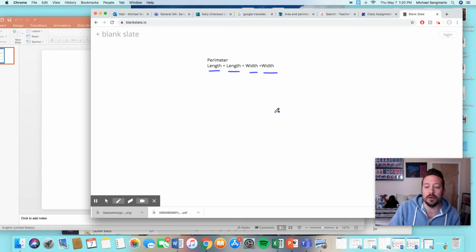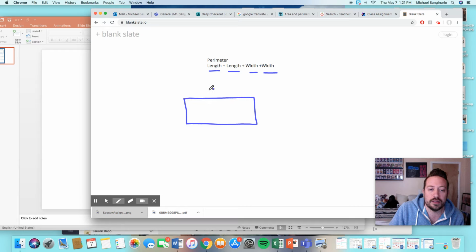There we go. We're going to be working with squares and rectangles. So if I have a rectangle, it looks like this, and let's say this is measuring, I don't know, 3 centimeters, and this is 2 centimeters, okay?